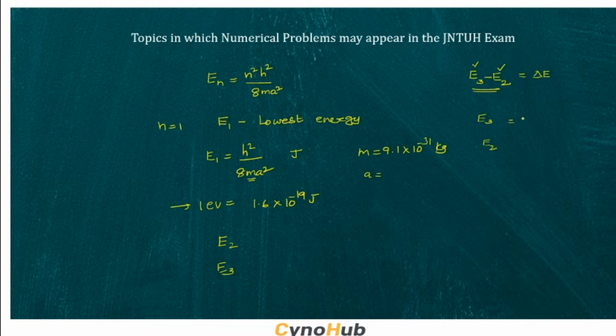So E3 is 9h square by 8ma square, and E2 is 4h square by 8ma square, because n is equal to 2 and n is equal to 3 in these cases. Now if you calculate h square by 8ma square, which is E1, then E3 is 9E1. This is how you would calculate it. Similarly, E2 is equal to 4E1. This is how the problems are going to come from unit 1 especially.